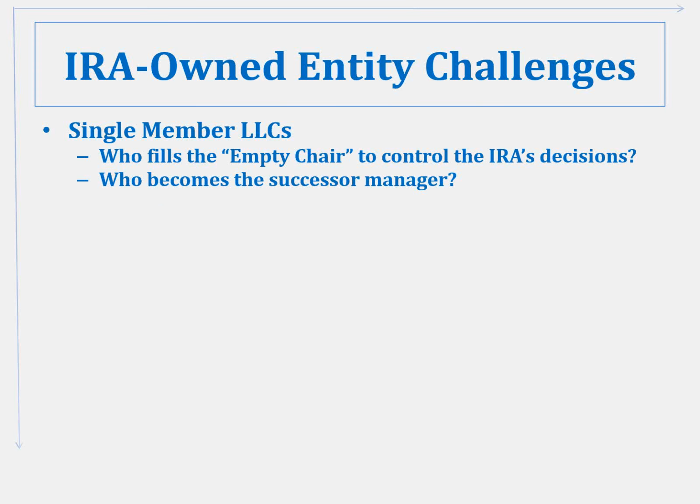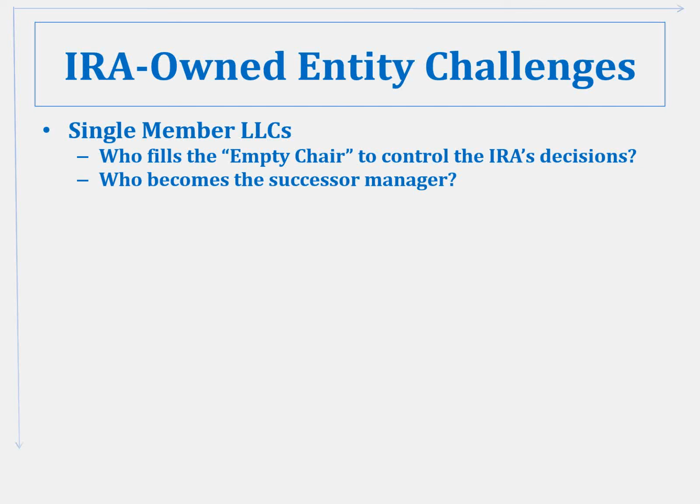So the first set of challenges has to do with single-member LLCs. The problem is, who fills the empty chair if the retirement account owner has made an investment in a limited liability company? And let's assume that the retirement account owner is the manager of that LLC, and it's a single-member LLC. That means that the retirement account owner has some sophistication and knowledge about this private investment that's been made. That sophistication and knowledge may not be available to the beneficiary that they've designated, and so when something happens to them, we have an empty chair in controlling how the IRA's decisions are to be made.